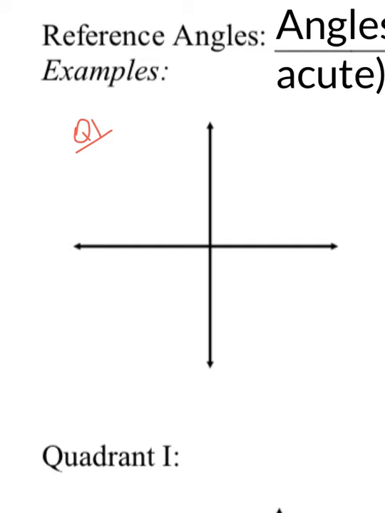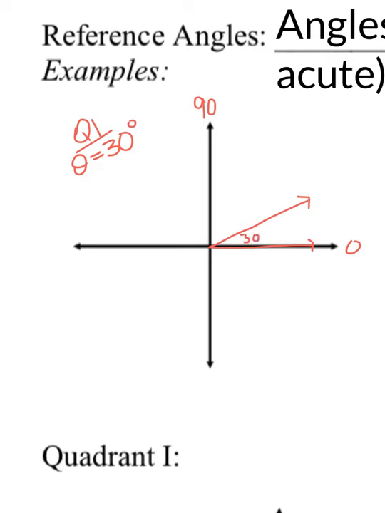Quadrant 1 is between 0 and 90 degrees, right? So let's say that I choose, let's go with 30 degrees. We'll say theta is 30 degrees. 30 degrees, that's a third of the way up. So we'll put that right about here. Okay, this is 30 degrees.